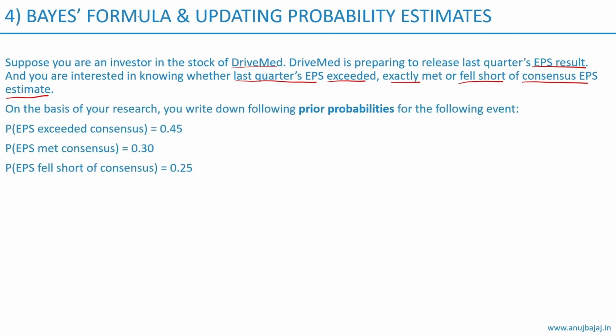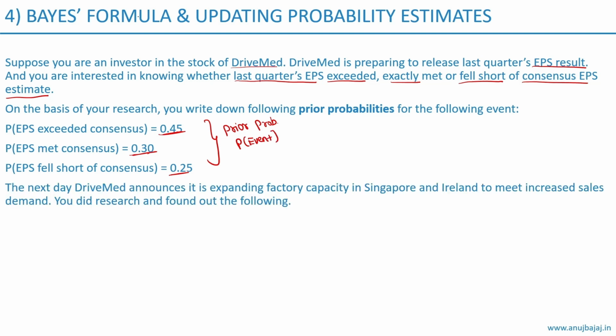So on the basis of your research, you write down the following probabilities for the events. The probability of the EPS exceeding the consensus is 45%. The probability of EPS meeting the consensus is 30%. And the probability of EPS falling short of the consensus is 25%. So these are our prior probabilities. That is the probability we estimate prior to any information having occurred. This is the probability of the event occurring.